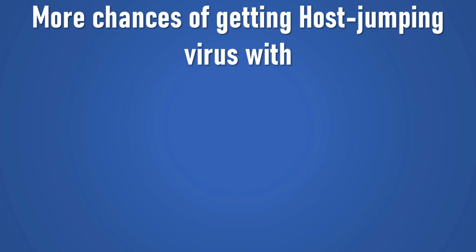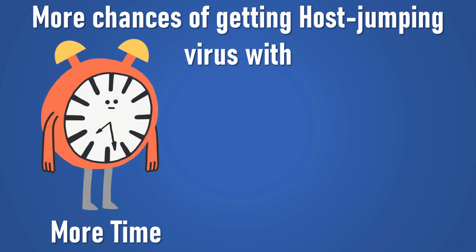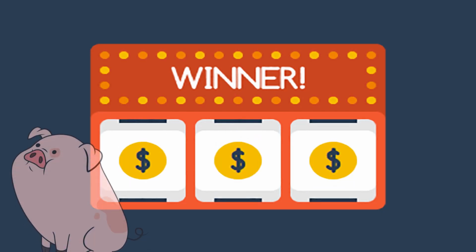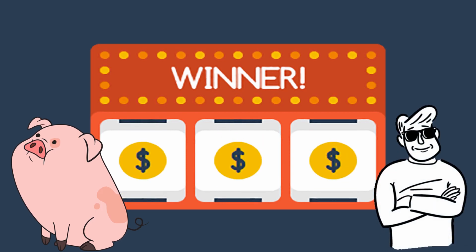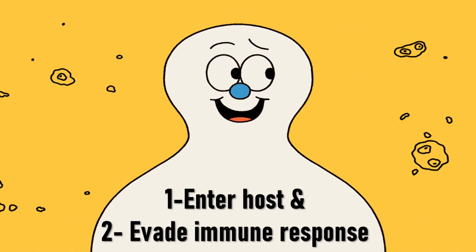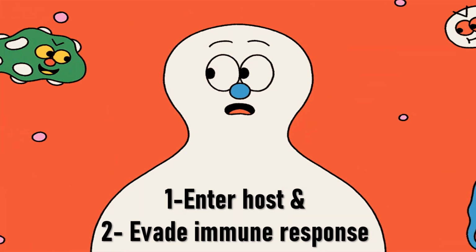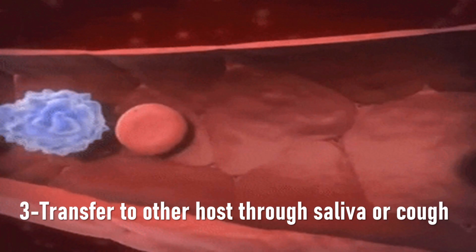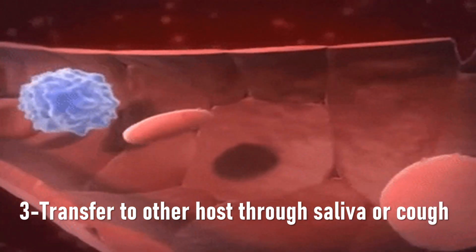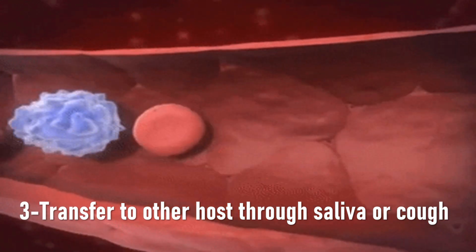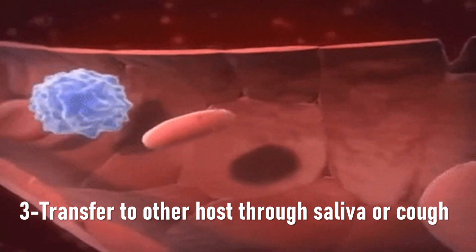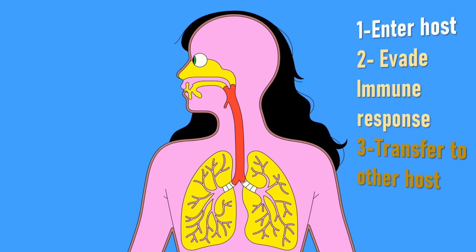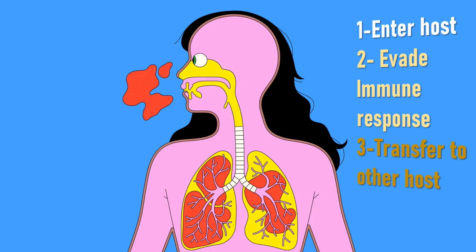The probability of getting a host-jumping virus increases with time, and with the chance of two species being genetically more similar. So for a virus infecting animals, it will only take a few lucky mutations to be able to infect humans. Because even if a virus gains the ability to enter the human system, but fails to evade the immune response, it will not be successful in causing an infection. And even if it evades the immune system, the chances that it will be capable of transmitting to other hosts is limited. For quick transmission, the virus must reach the saliva and cough from the bloodstream. So only when the virus has mutated enough that it can enter human cells, evade immune response, and transfer to others, does it become most dangerous.